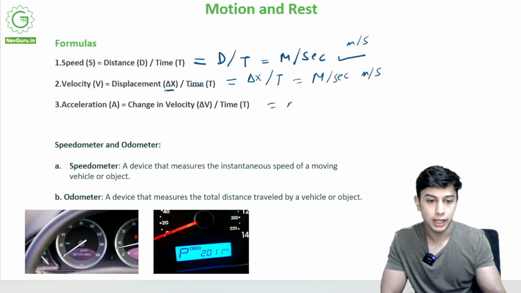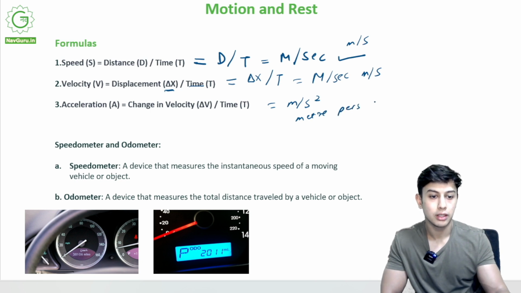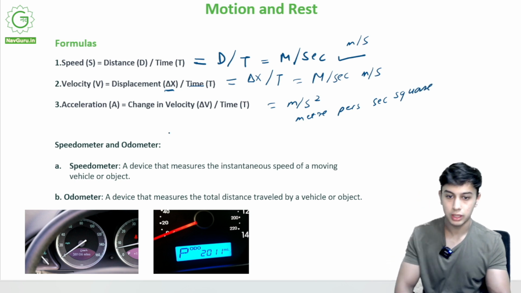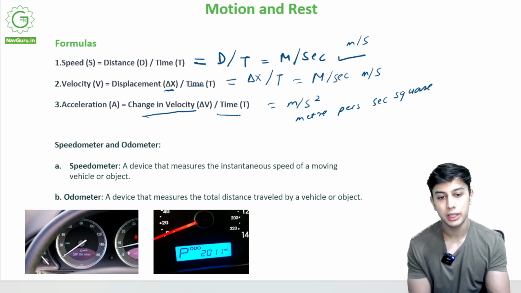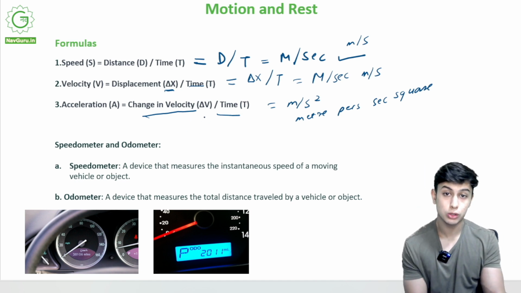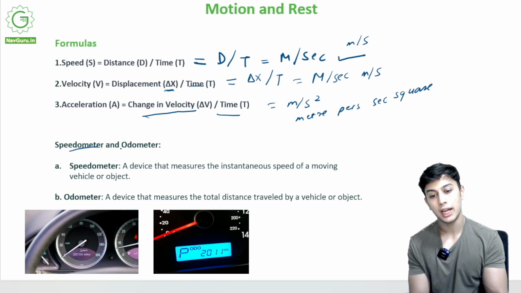Acceleration, like I said, is m upon s squared, meter per second square. This is how you pronounce this. Change in velocity upon time. Acceleration is also a vector. It also has direction.